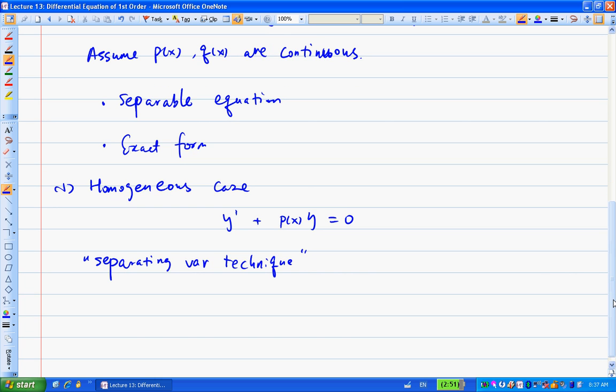Okay. Separating variable technique. This is pretty easy. I think probably in your first year you learned a little bit of solving this one. So how do we separate variables? When you're given such an equation, the number one thing you need to be sure of is that y has to be a function of x. If it is, then y prime simply means dy over dx.